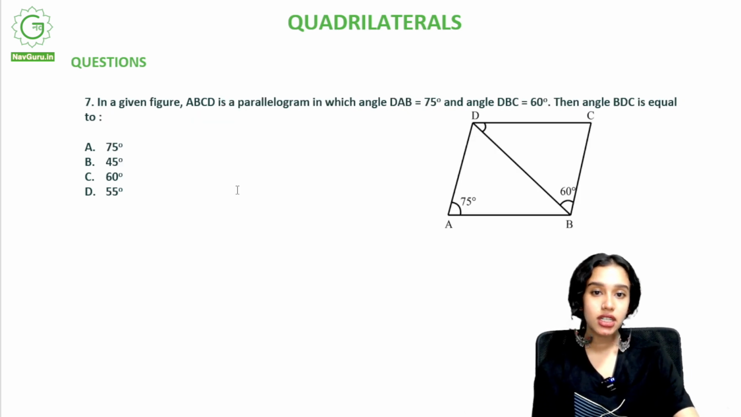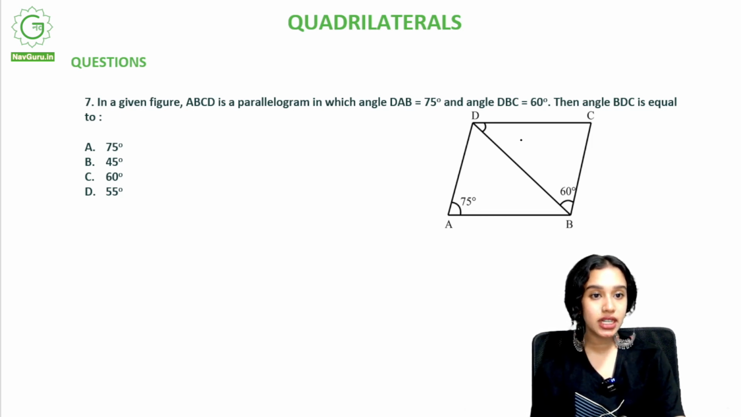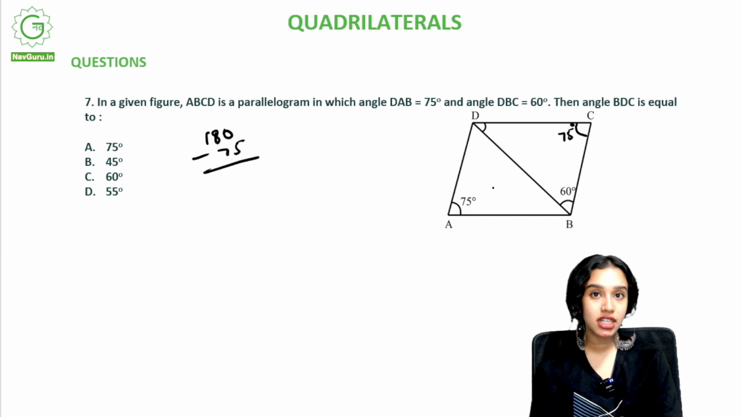In a given figure, ABCD is a parallelogram in which DAB is equal to 75 degrees and angle DBC is equal to 60 degrees. Then the angle BDC is equal to, we have to find this angle, right? So, if this angle is 75 degrees, this angle would also be equal to 75 degrees. So, what should be this angle then? That angle should be 180 minus 75 degrees, because angles on the same side should be linear pairs, right?